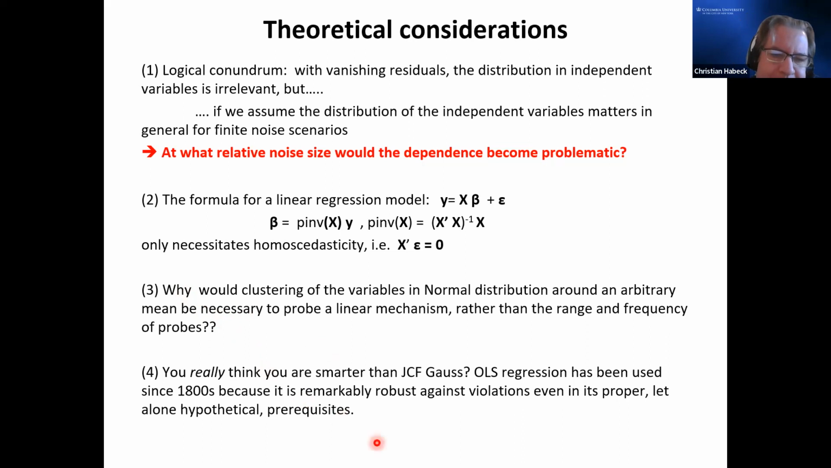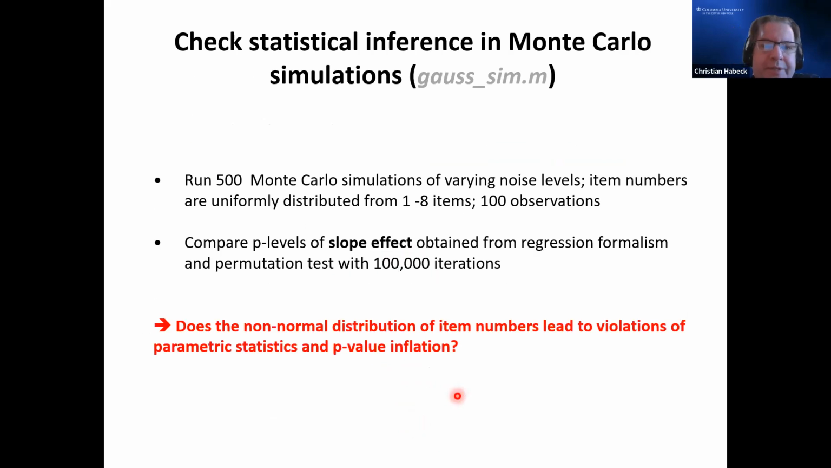And the last one, this is a little tongue in cheek, is: do you really think you're smarter than Johann Carl Friedrich Gauss, the inventor of OLS regression? He was a pretty smart guy. He stumped his math teacher in second grade by being vastly superior to the teacher. So do you really think he would not have considered these problems, right? If the formalism is so easy to break, don't you think he would have figured it out too?